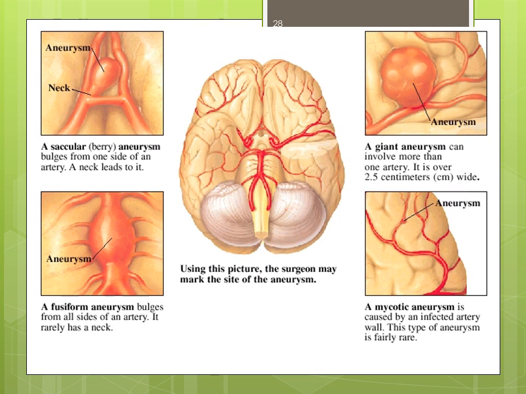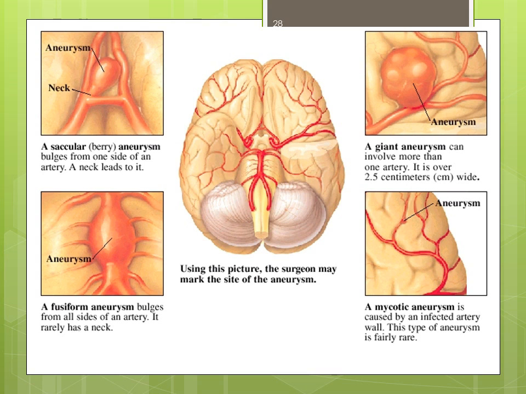So here's just a picture of the location of the circle of Willis. It's here kind of just anterior to the brainstem, and pretty much provides all of the blood flow to the brain. And here is just an example of a saccular or berry aneurysm. It's the most common type of aneurysm. Here's another type of aneurysm, a giant aneurysm.